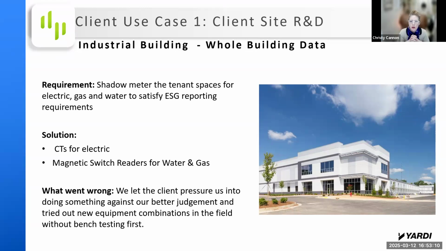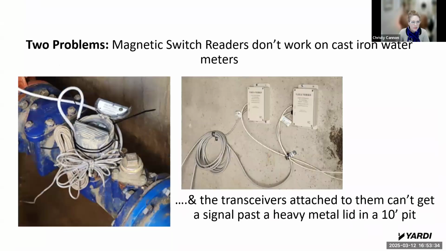And we wanted to install a traditional meter that we were used to, but the client said, nope, it's going to be way quicker, which is true because we weren't going to need plumbers, and that was the huge limiting factor. So we went with magnetic switch readers using the client site for R&D, which is just as bad of an idea as you think it would be, and honestly, probably even worse. So here's what happened. We had two problems.